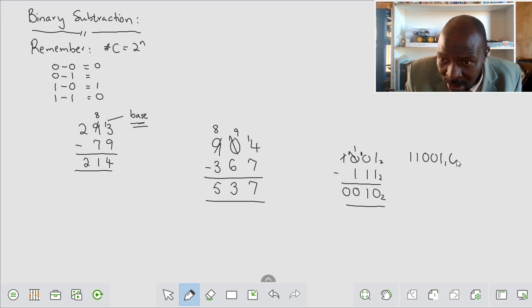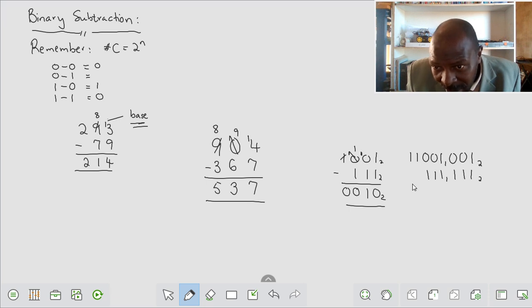comma 0 0 1, and you're subtracting 1 1 1 comma, and then you say what? We say 1 1 1. We know obviously this is a bigger number. It's got what? A lot more. So this is a higher order for 2. So we know this is a bigger number.